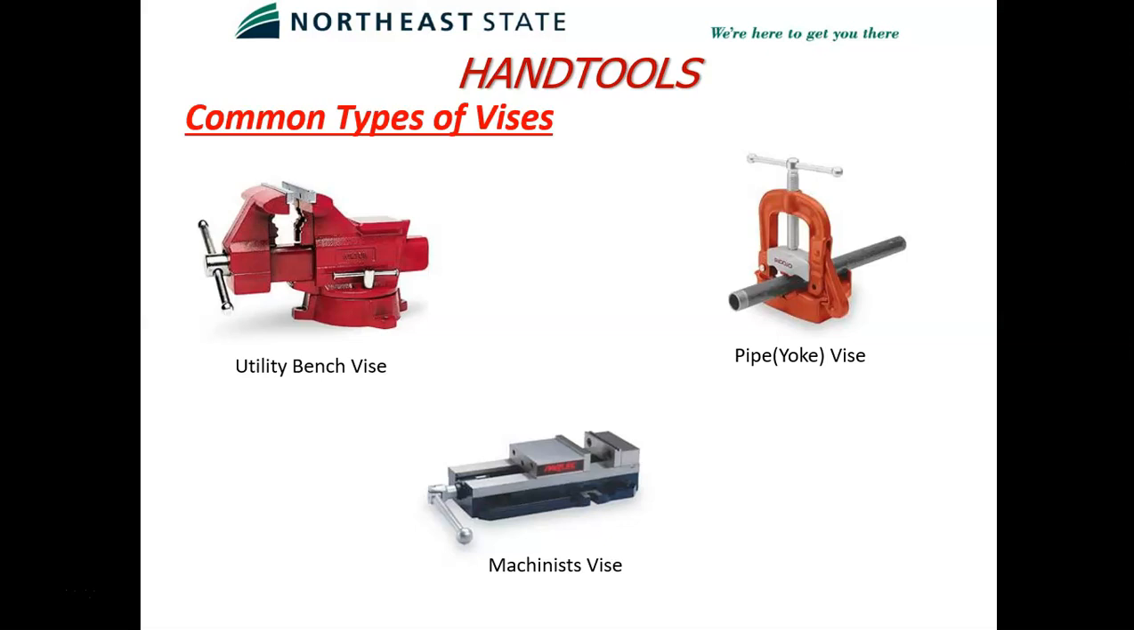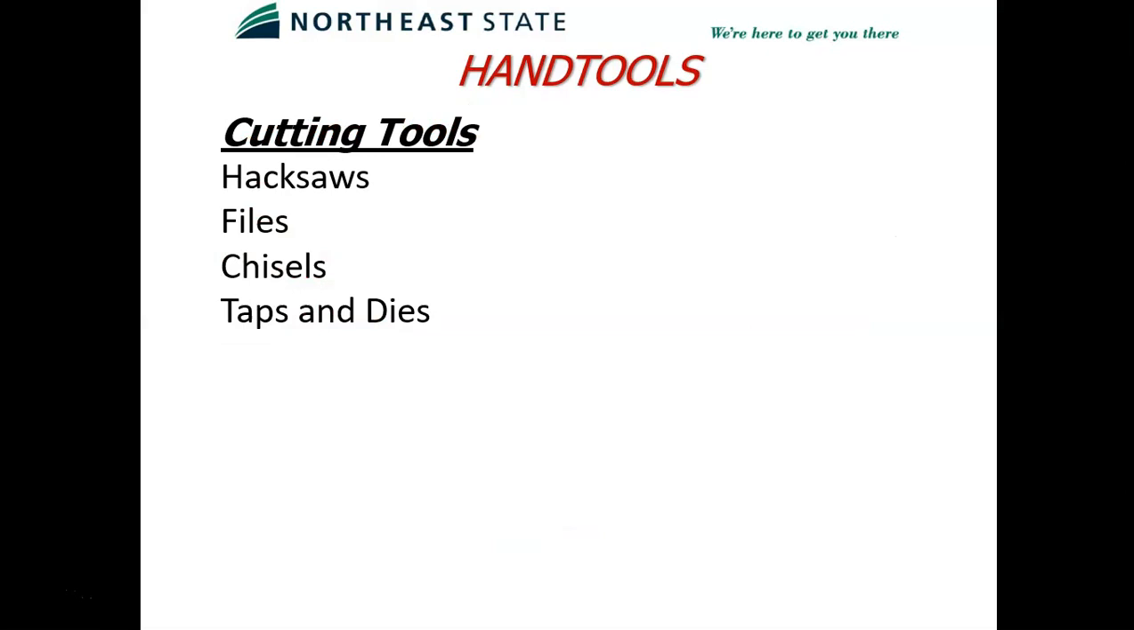But the bench vise is mounted on all the benches throughout the lab. The machinist vise, you'll find these on the drill presses. And then the pipe or yoke vise, you'll find that somewhere in our lab. It's on a rolling table, so it's hard to tell where it's at any given time.